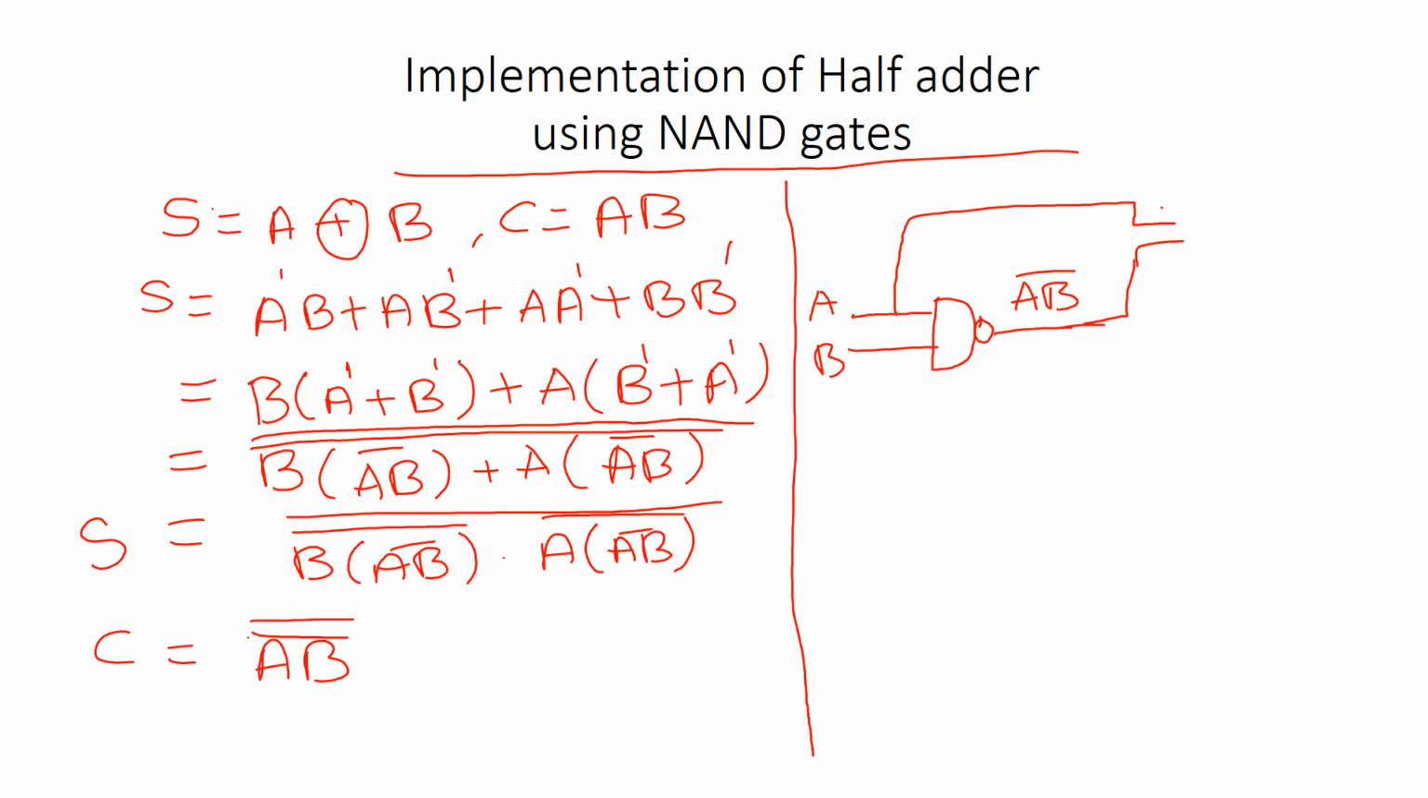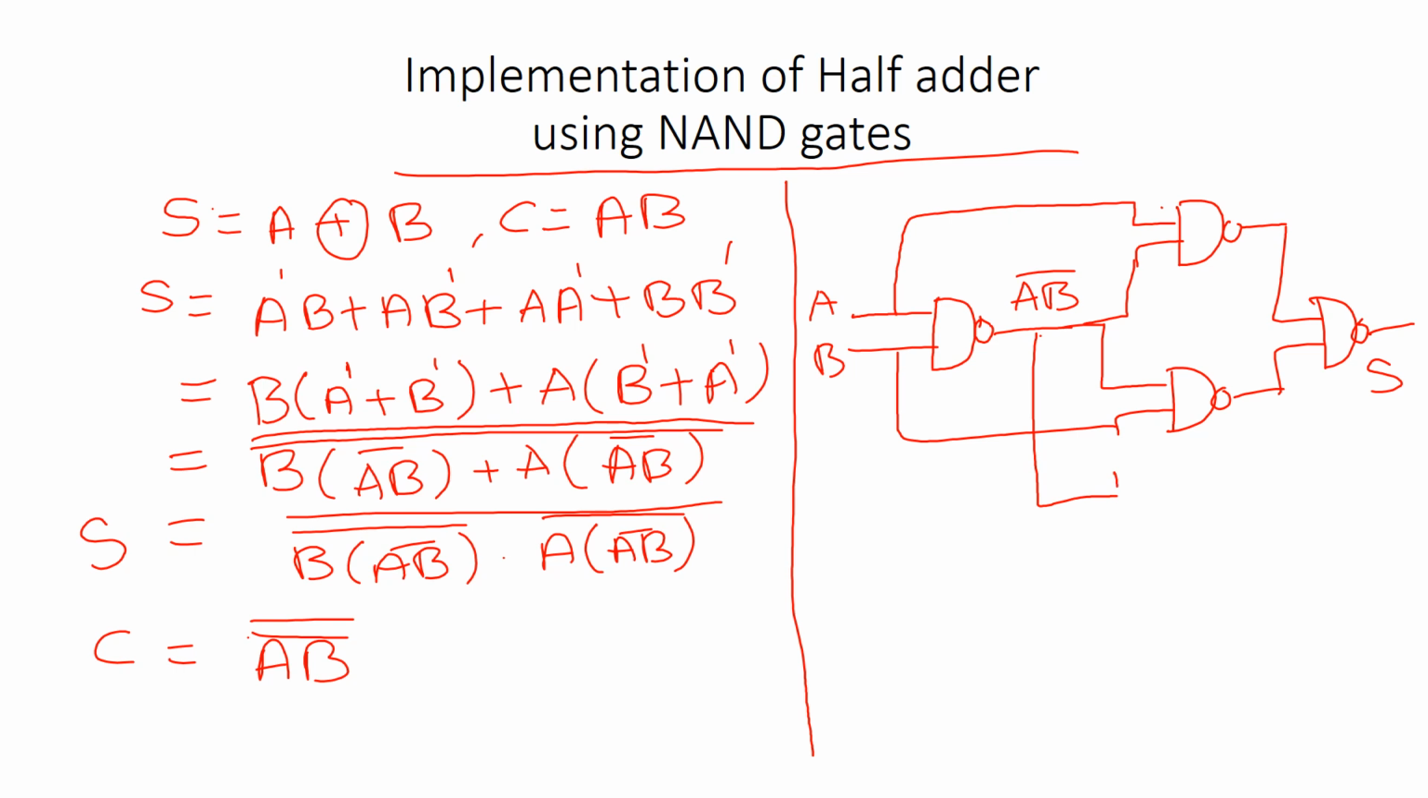I'm connecting to another NAND gate. From B, AB bar, I'm connecting to another NAND gate. From here, and this complement, one more NAND gate, and this is the sum. For carry, from here I'm giving complement of the NAND gate, and this is the carry.